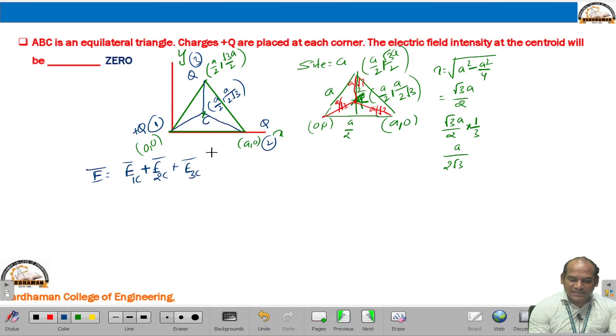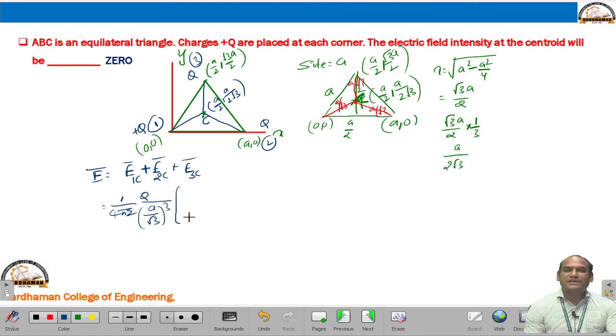So E1C, if you write the equation for that one, in all the 3 equations we have 1 by 4 pi epsilon, and in all 3 equations the same charge q is available, that can also be taken common, and the distance is also A by root 3. So A by root 3 whole cube we can take common. What remains are the distance vectors we have to write. I did not calculate them till now, and now I am going to calculate.